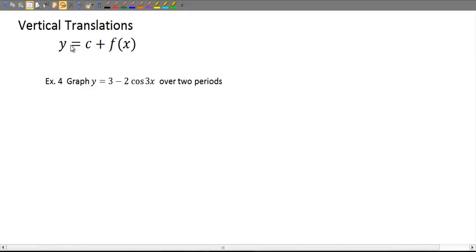Now let's look at a vertical translation on our trig functions. You can see here that this is a general equation for that, and when we have a vertical translation, what we really see in the equation is a number being added to the function. So if this is my trig function, like sine, cosine, tangent, and I add or subtract some number to that function, then that is a vertical shift. We are shifting the entire graph vertically, whether that's up or down.